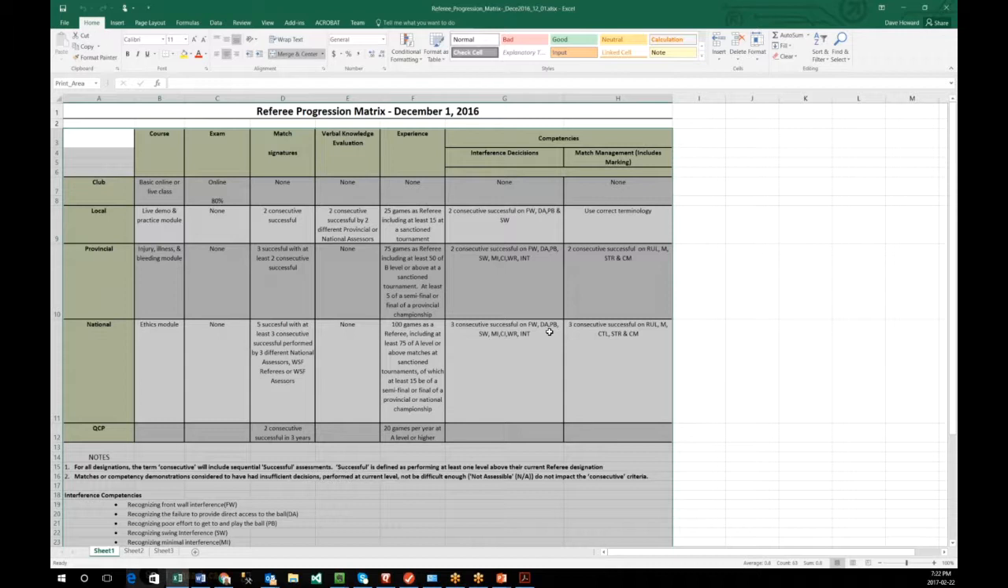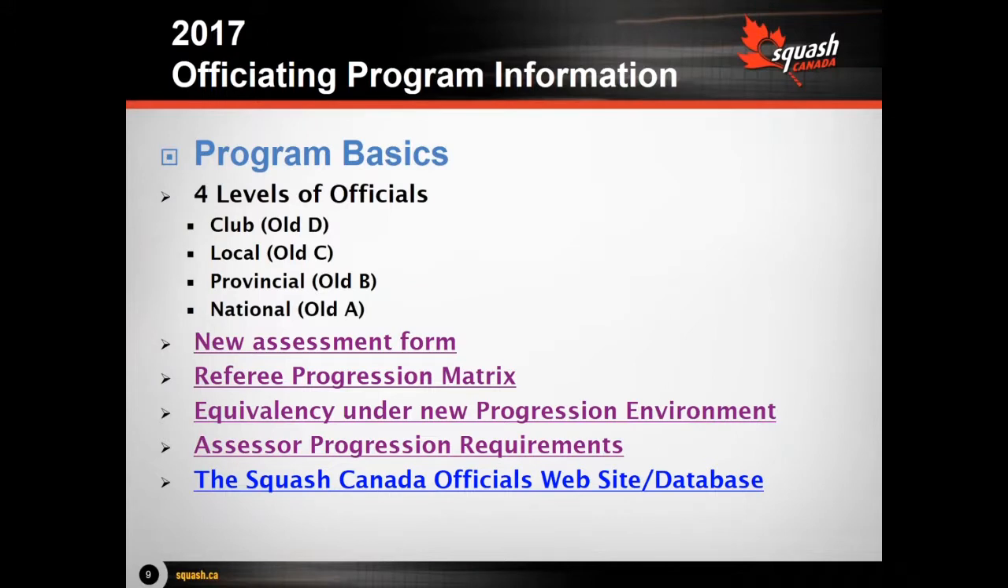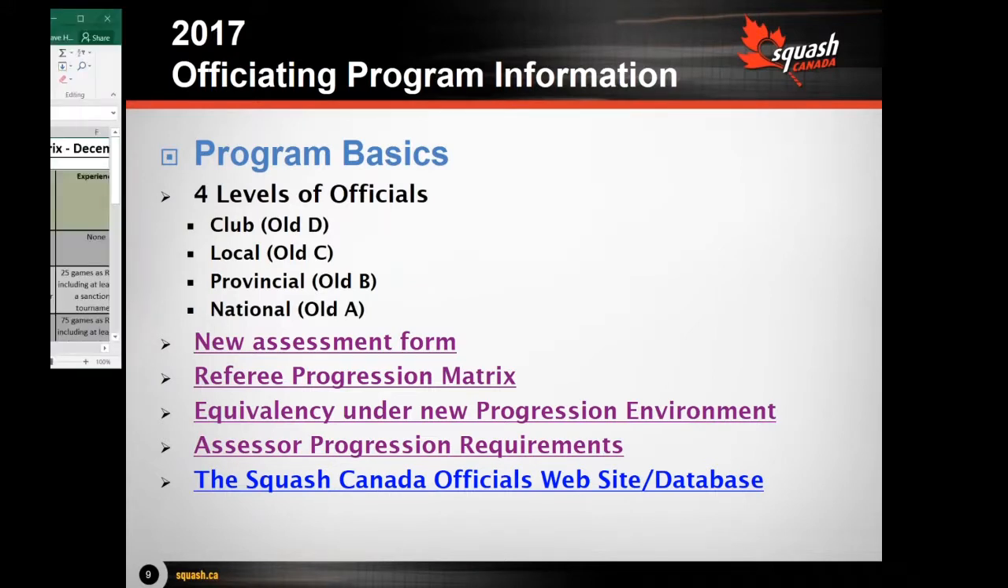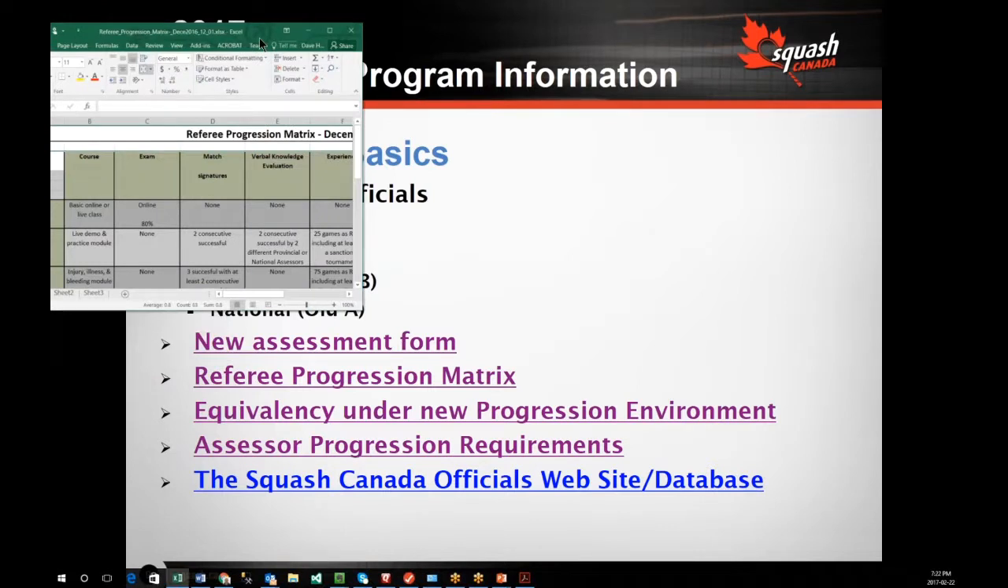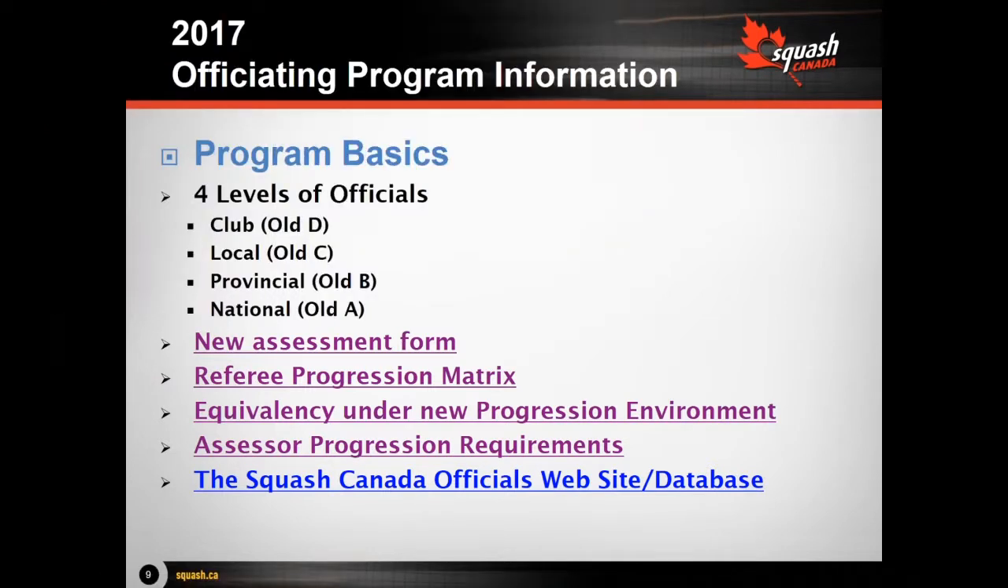Okay, I'll go. It's Tim with Squash Alberta. I just wanted to confirm something as you're going through that. You've got groupings of the competencies there, and it looks like it's a smaller list at the local level, and then it goes to the full list for the provincial and national level. Correct. With the two consecutive, are you tracking those all separately then?